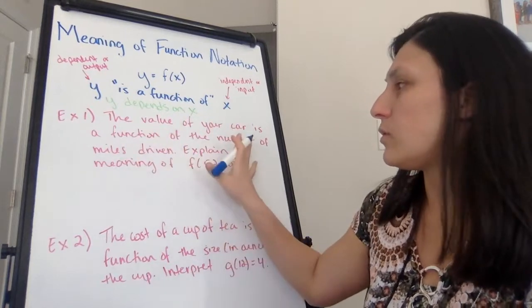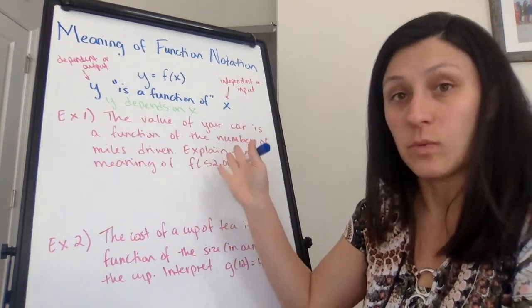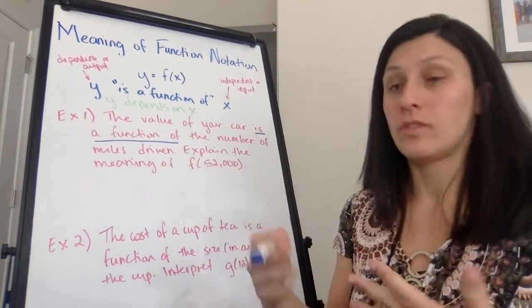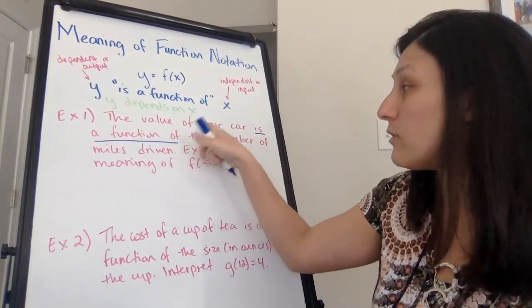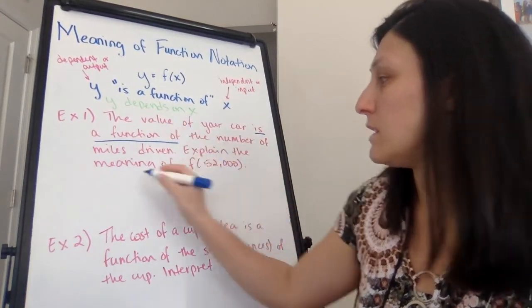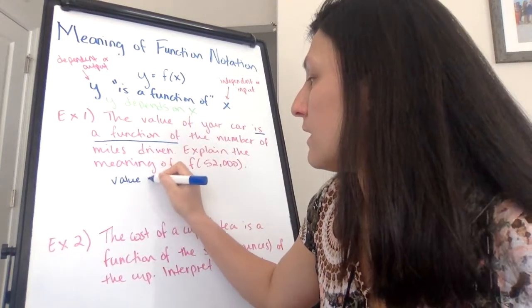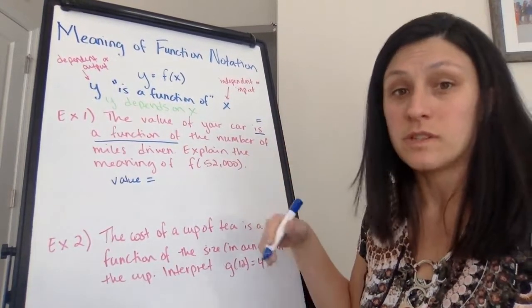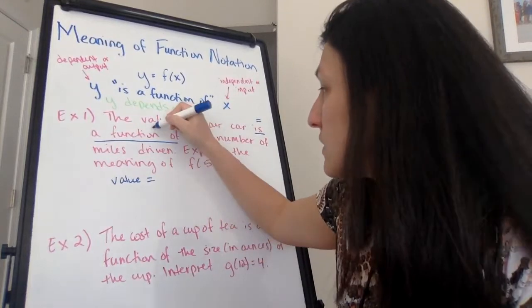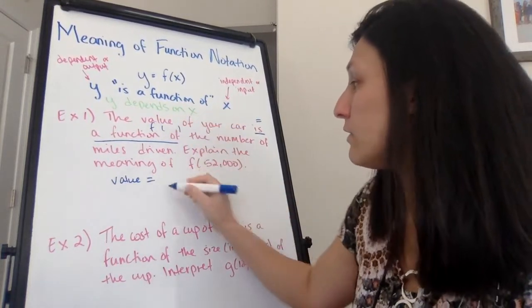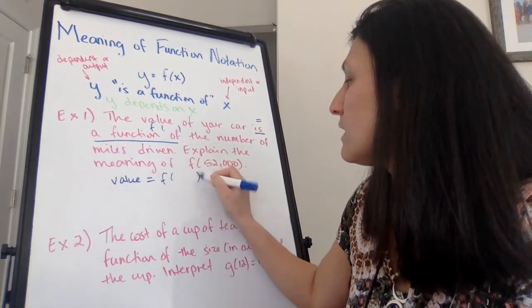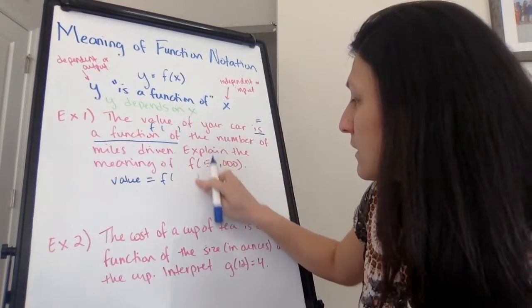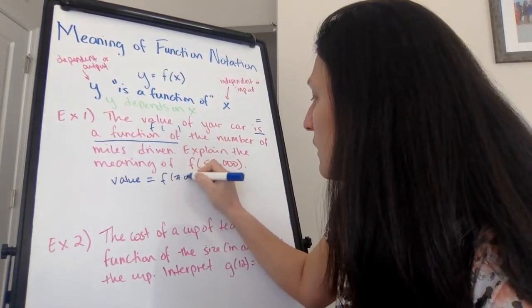Okay, so what you're looking for to break down what's happening in any of these word problems is the phrase "is a function of," or the phrase "depends on." So the value of your car is a function of. That means the value is, and "is" means equals. When you translate this into math, that's the same thing as equals. "A function of" translates to f parentheses, f of. So the value of your car is a function of, and then whatever comes after that, the number of miles. So inside here, we're going to put number of miles.